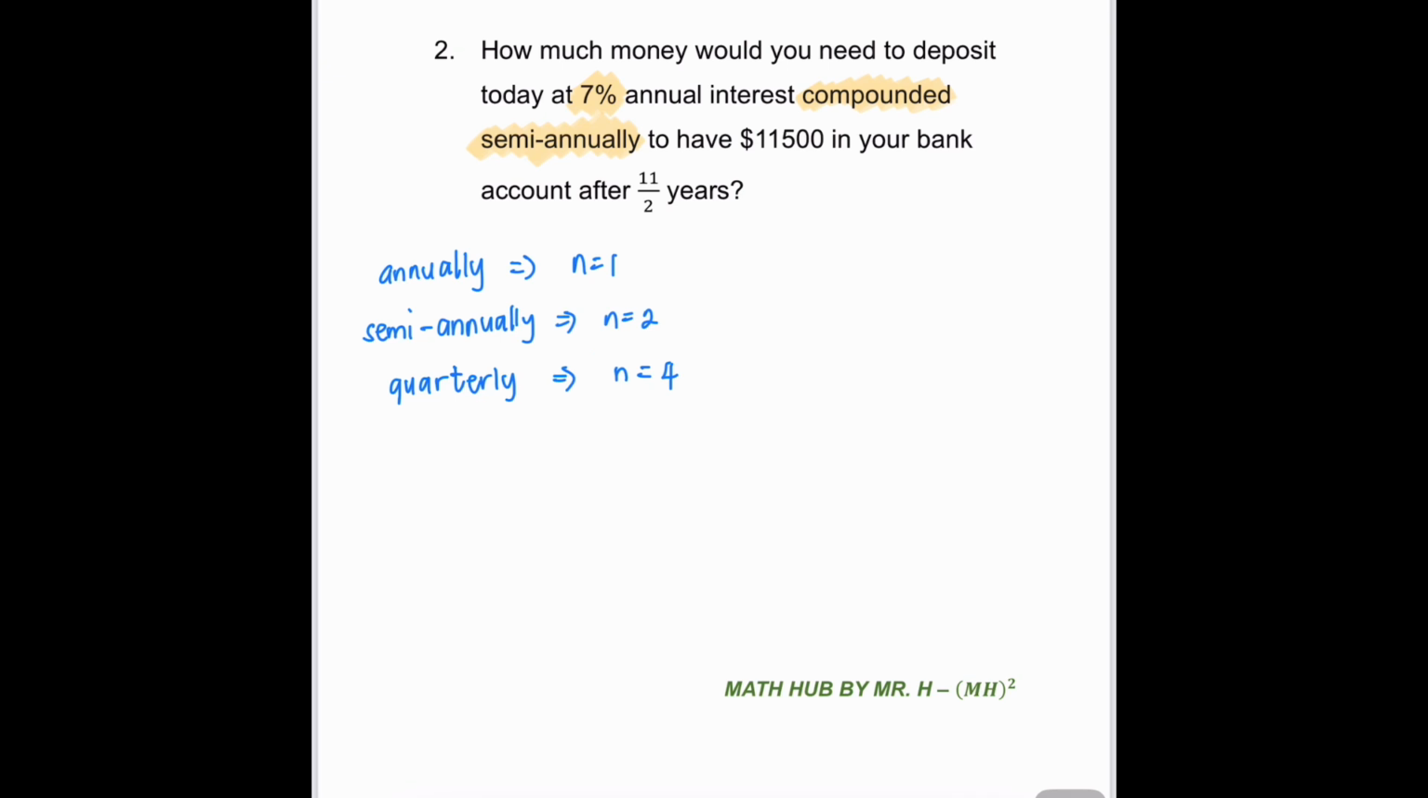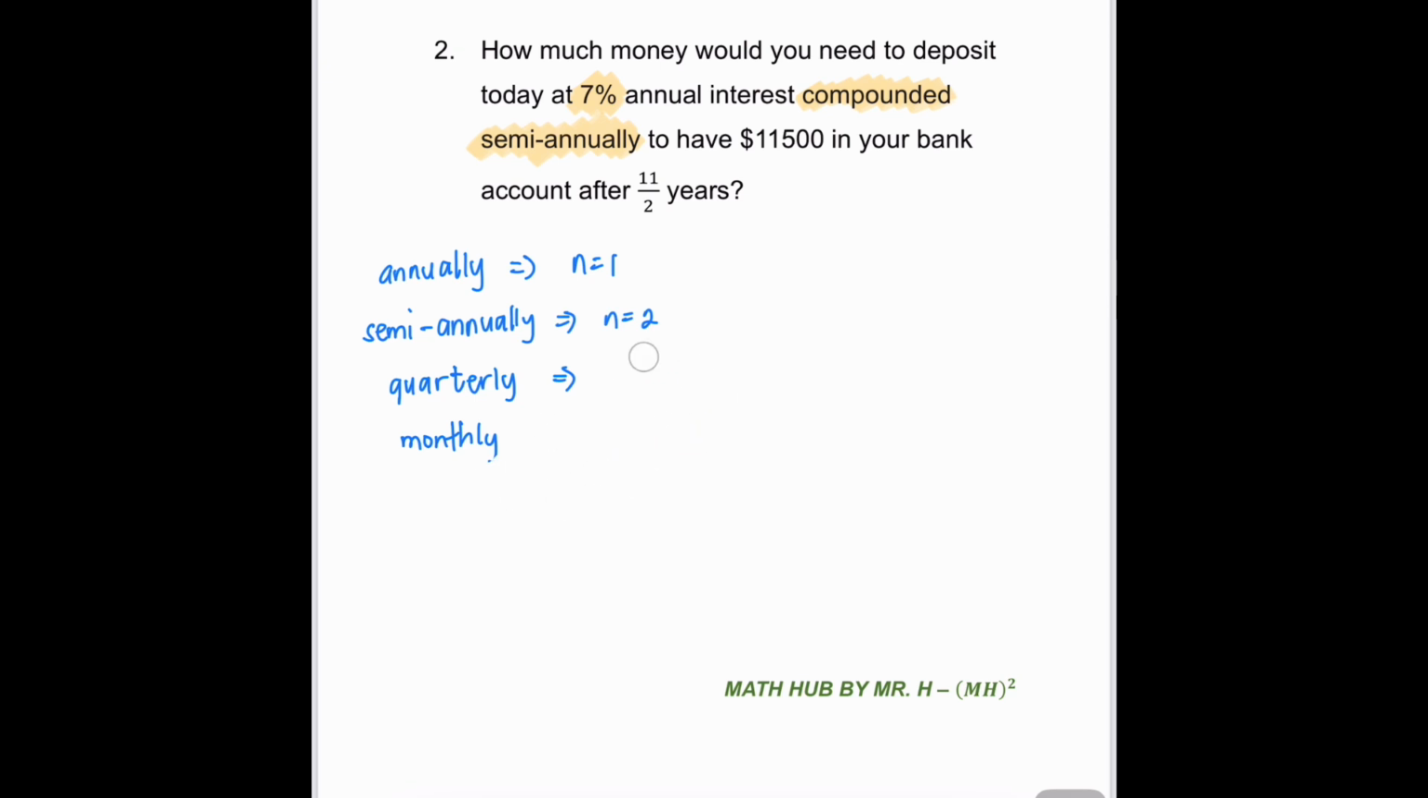Also compounded monthly, so we already had that example in question number 1, n will be equal to 12. Okay, so if it's daily, it's 365. So if it's hourly, so you get the gist, right? But basically, I think that in real life, I don't think that there are banks that would do that, daily or hourly whatsoever. Okay, so these are the usual.